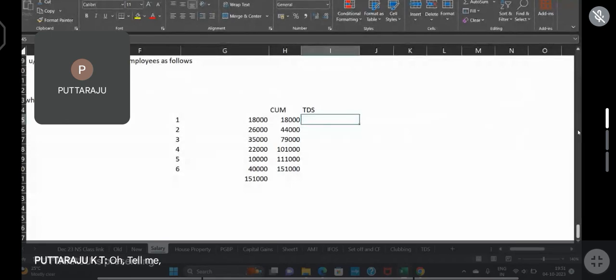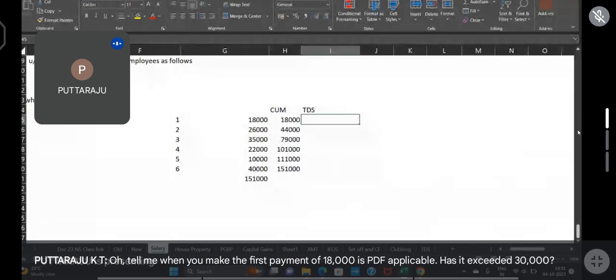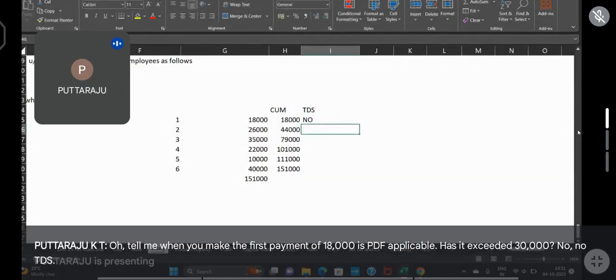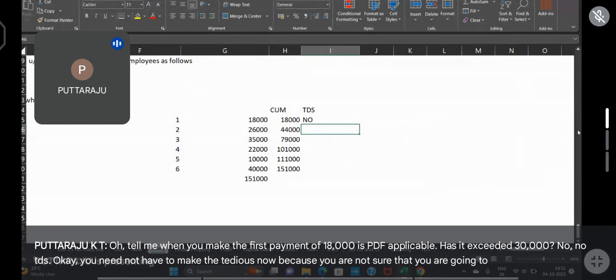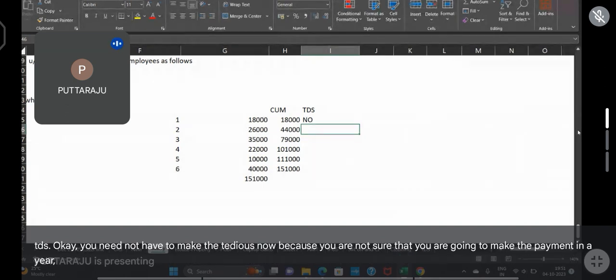Tell me, when you make the first payment of 18,000, is TDS applicable? Has it exceeded 30,000? No, sir. No TDS. You need not deduct TDS now because you are not sure that you are going to make payments in a year which exceed 1 lakh. Hence, I am not deducting any TDS there.